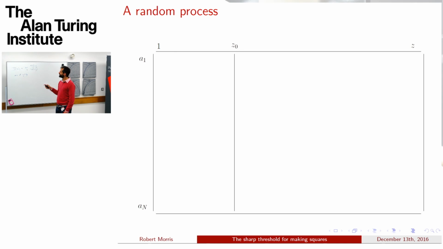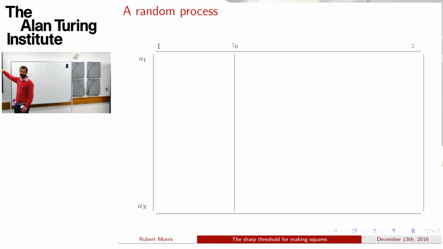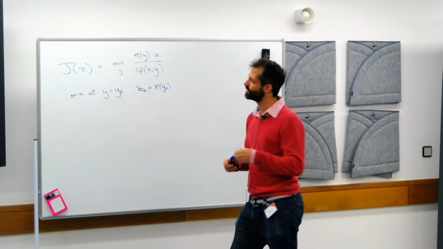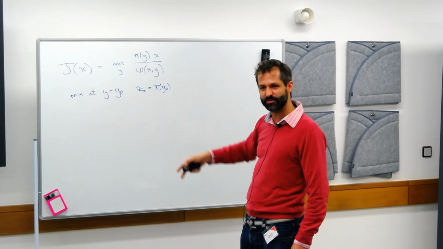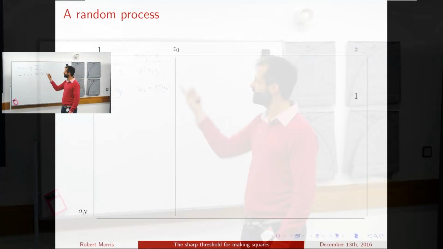Okay, so instead of having these pi's everywhere, let's just call z the prime that we're on at the moment, and let's call z0 pi of y0. Okay, so starting from the right, we're going to reveal the columns starting from the right. Okay, so we're going to reveal this column.